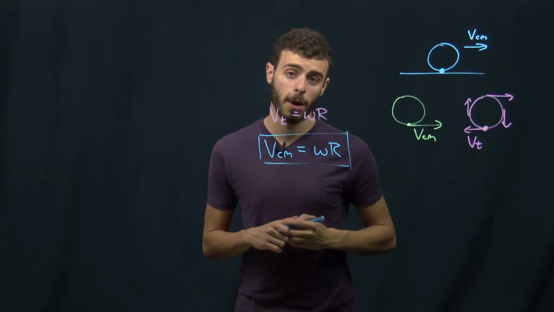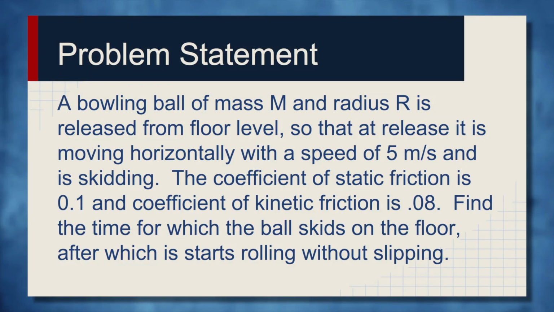So let's go ahead and read the problem statement. A bowling ball of mass m and radius r is released from a floor level so that at release it is moving horizontally with a speed v0 equal to 5 meters per second and is skidding, not rotating. The coefficient of static friction μs is 0.1 and the coefficient of kinetic friction μk is 0.08. Find the time for which the ball skids on the floor, after which it starts rolling without slipping. At this point, you should pause the video, reread this problem a couple times, and maybe even try it on your own.